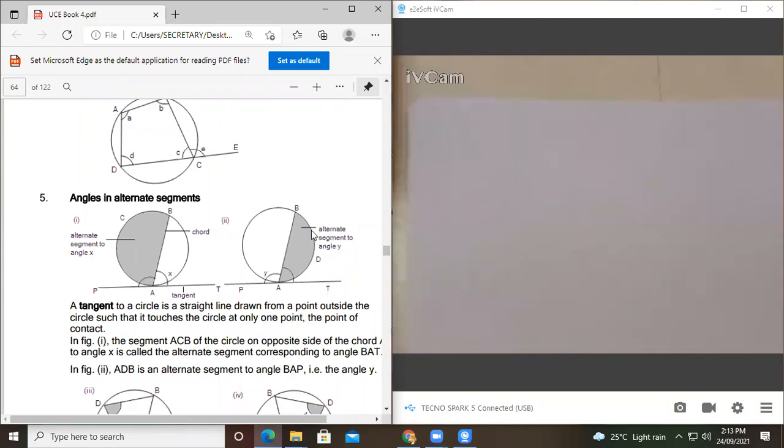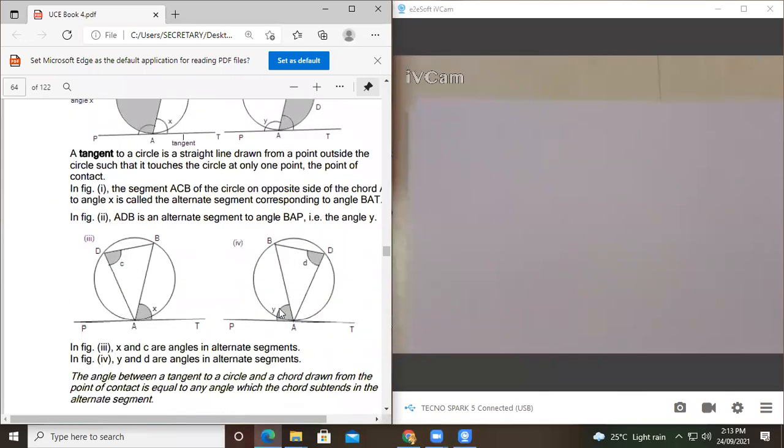And this alternate segment is alternating to the angle Y. So the angle that is touching the arc, not this one here, this one cannot be equal to Y, but any angle that is touching the arc, as we saw, is equal. So this is what they are talking about. So if this is the chord AB, the angle D is equal to the angle Y, because AB creates two segments, this segment here and this other segment here.